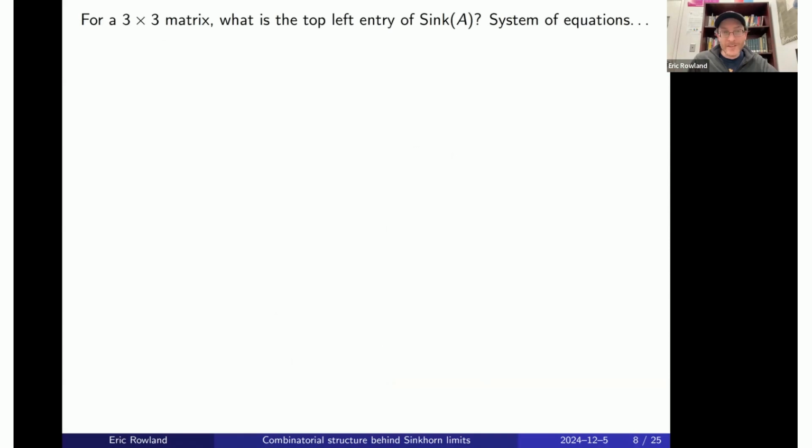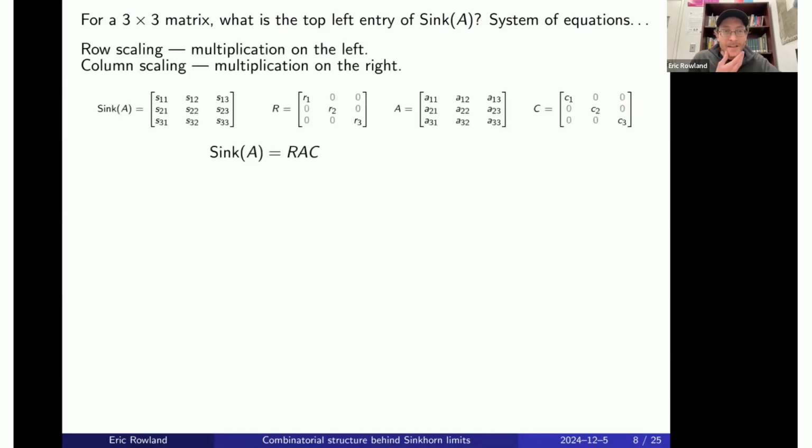Can we compute it in general? We can set up a system of equations, which will turn out to be a system of polynomial equations. And this is what Ekhad and Zeilberger did. So if we set up this matrix equation, this is the matrix we're given, A. This is the Sinkhorn limit that we don't know.